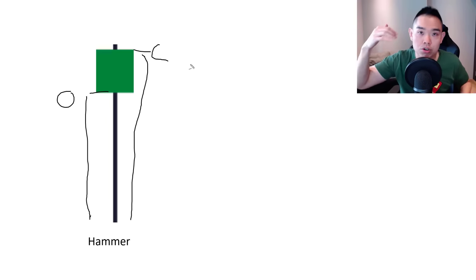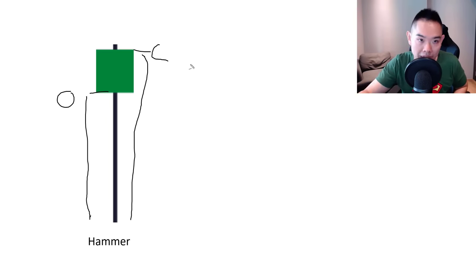So if you are trading in the direction of the trend, trading from an area of value, and then you have this hammer as an entry trigger, you will greatly put the odds in your favor for that trade.